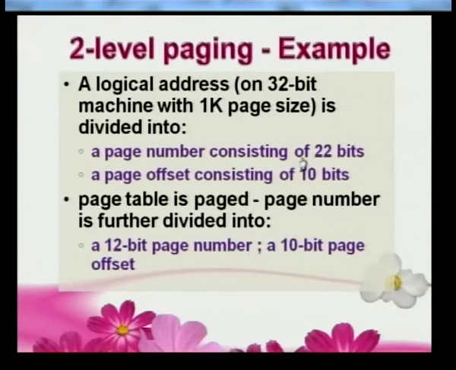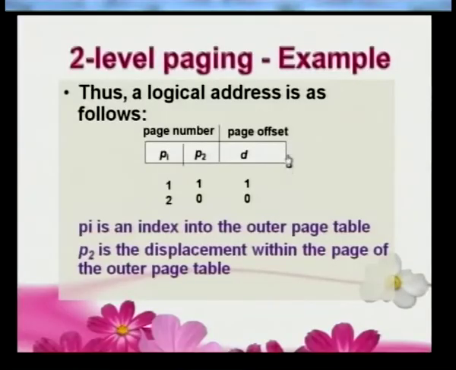This 12 plus 10 corresponding to the 22 bits as a page offset. In this two-level paging example, this is how the organization of bits in the logical address is there. The page offset always corresponds to the displacement, which is indicated as D, as in any other simpler paging scheme. The difference lies only in the P area, or the page number area.